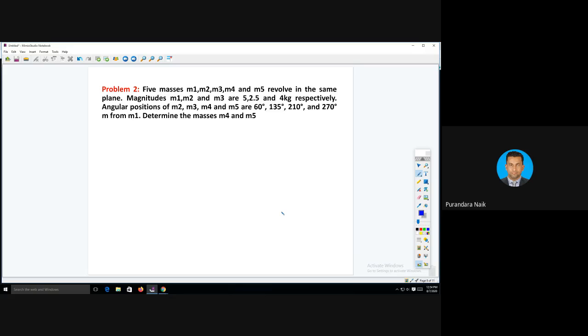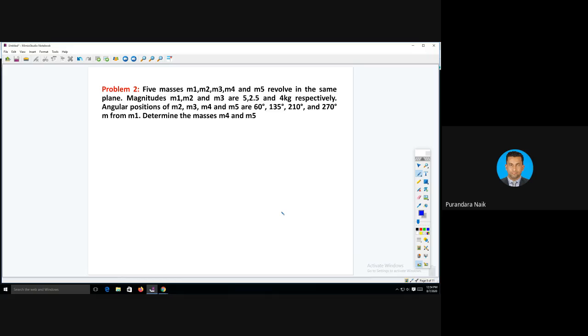So this is one more difference. The first difference, we have 5 masses. The second difference, 3 masses are given, 2 masses are unknown. Third difference, radius is not given in the problem. So this is somewhat different from the previous problem, but the method of solving the problem is the same as the previous one. Let us go to the given data.